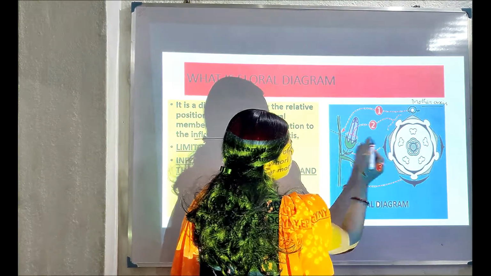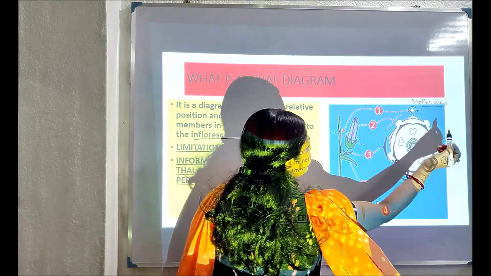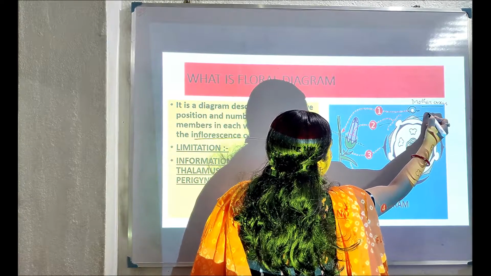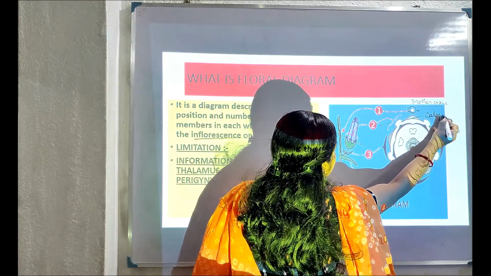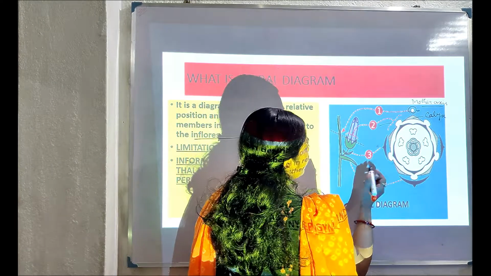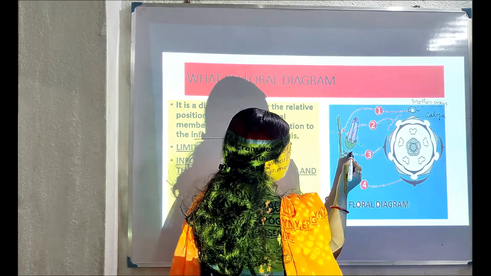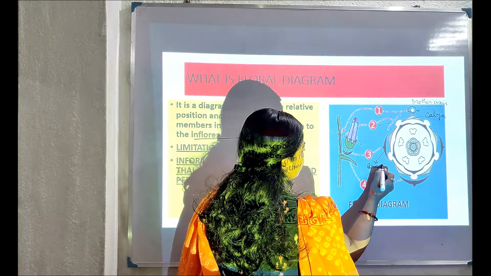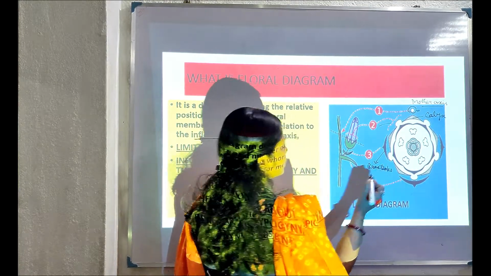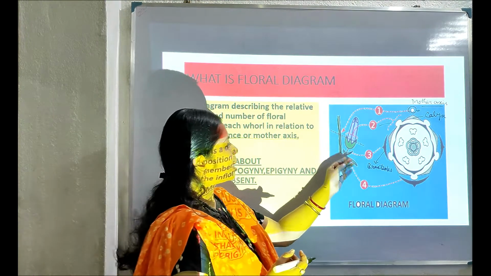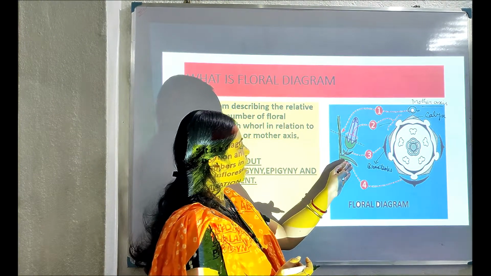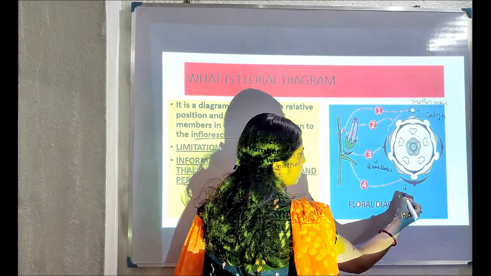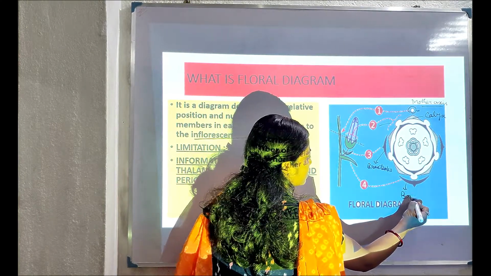What are those? This one, this number 2, describes the calyx, that is the outermost whorl. Next one, number 3, these are the small appendages. This describes the bracteoles. Bracteoles are the small leafy appendages that are present in between the bracts and the calyx. And number 4, this one, describes the bracts.